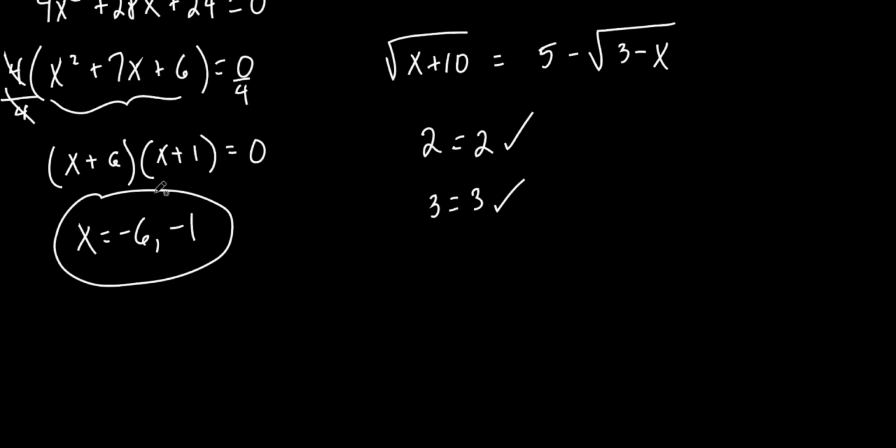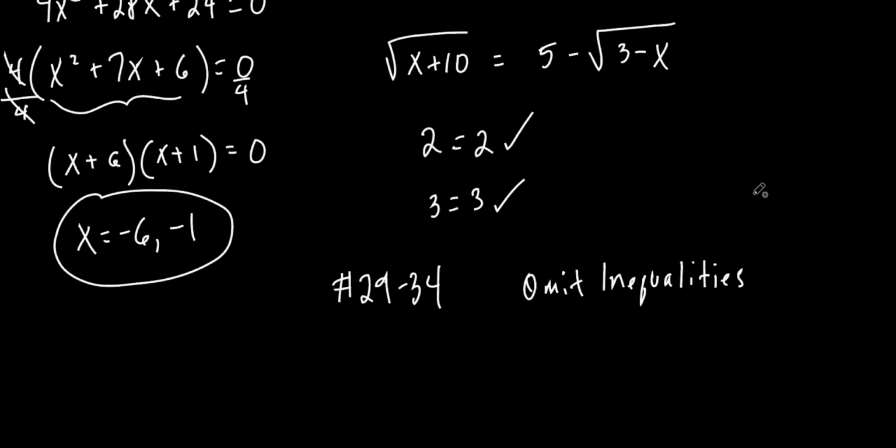I still didn't do the inequality, but I'll save that for tomorrow. All right, let me see what we're doing tomorrow. Yep, so you're doing 29 to 34. It's not that many. Okay, but omit the ones with inequalities. They're all inequalities? Every single one of those are? Are you serious? Nah.